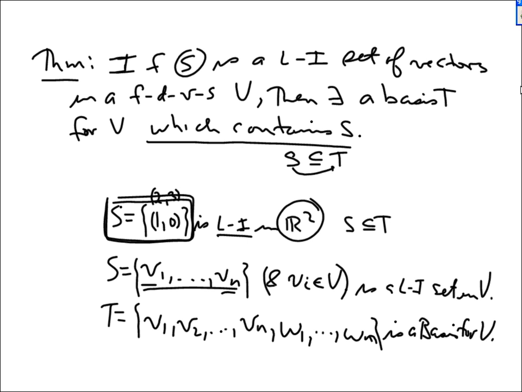But you can always add more if needed. You can always add more to S to get a basis. If S is linearly independent, you can always add more to S to get a basis, if we're talking about a finite dimensional vector space.